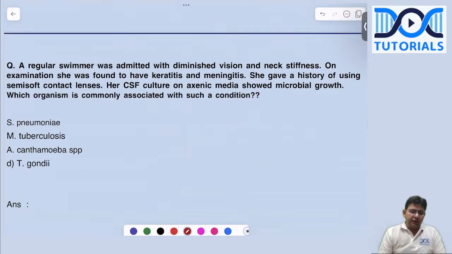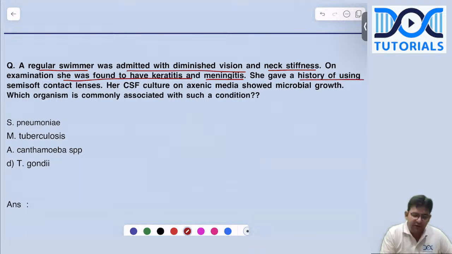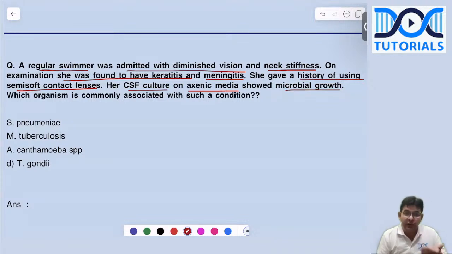Okay. Now, coming to this, a regular swimmer was admitted with diminished vision and neck stiffness. On examination she was found to have keratitis and meningitis. She gave a history of using semi-soft contact lenses. A CSF culture on axenic media. Axenic media is one which allows only one growth, that shows the microbial growth. And here we use non-nutrient agar with E. coli. That can also come. That's what you use here. Non-nutrient agar with E. coli. That is termed as axenic media.